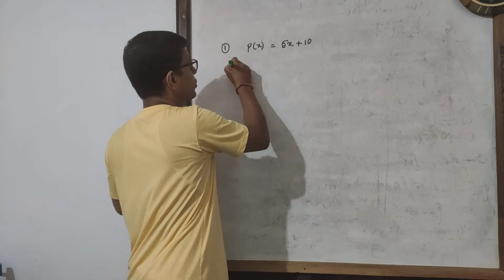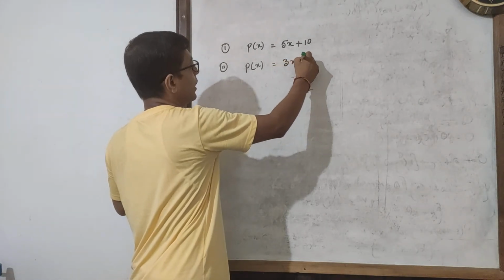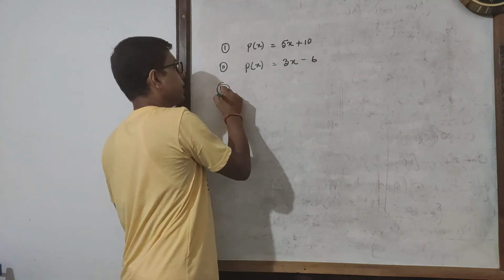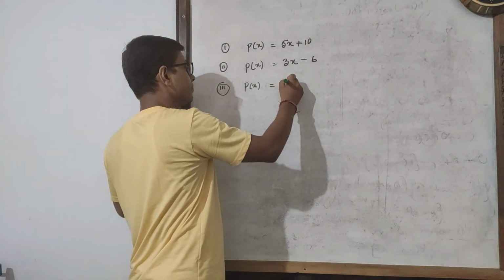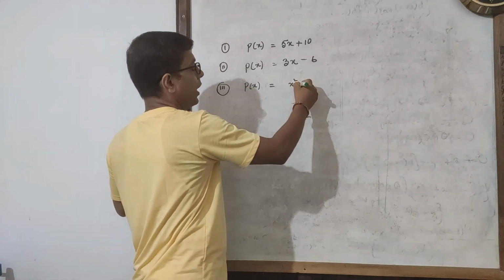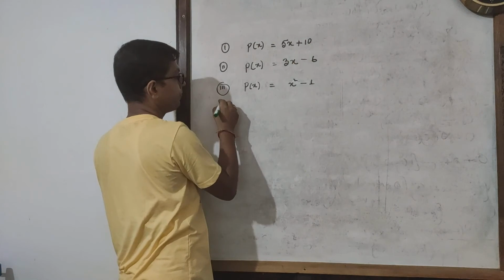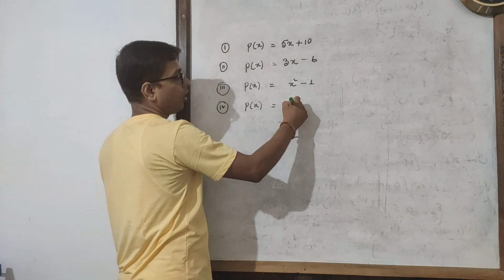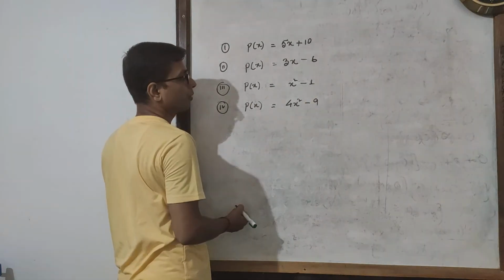Then one more question I am giving you, that is p(x) equals 3x minus 6. This is the second question. Now the third question is p(x) equals 4x squared minus 1, a very simple equation. This is a quadratic equation, and the earlier ones are linear equations. One more question I am giving you, that is p(x) equals 4x squared minus 9. Clear?